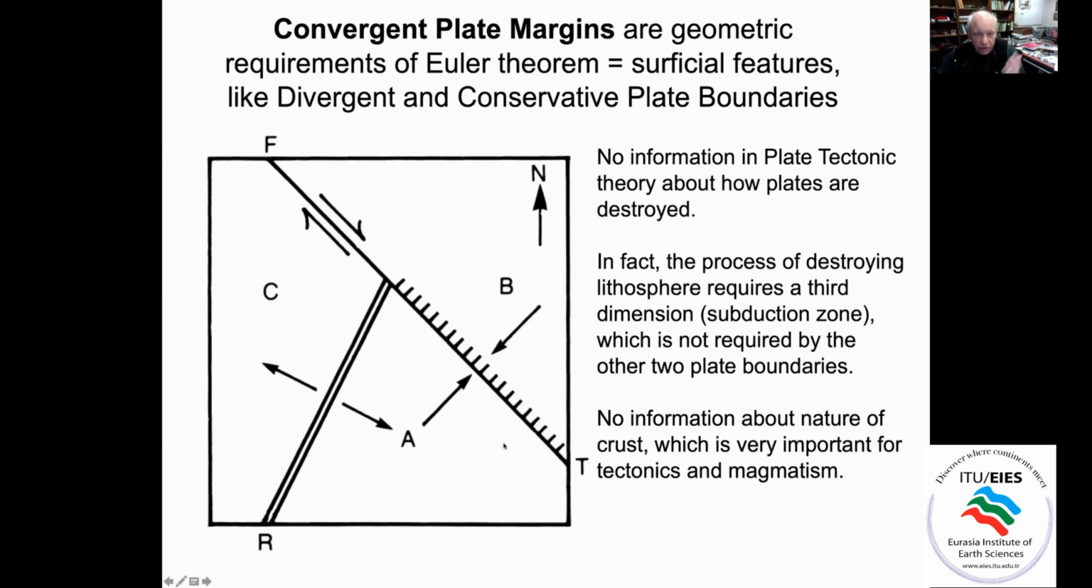All right, so convergent plate margins are geometric requirements of the Euler theorem. So these are surficial features like divergent. Here's a divergent plate margin. Here's a conservative plate margin or a transform. Here's a destructive plate margin or convergent plate margin. No information about how these plates are destroyed, only that they are. And in fact, we have to have something in the 3rd dimension to do this.